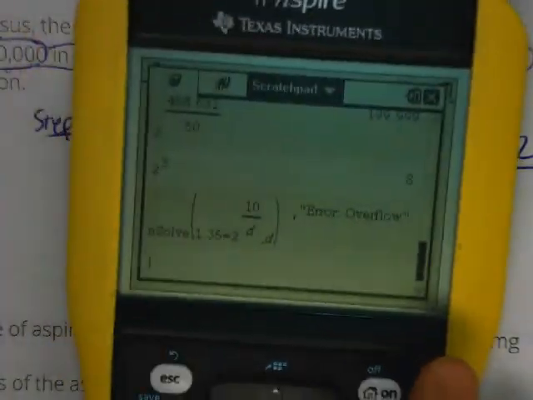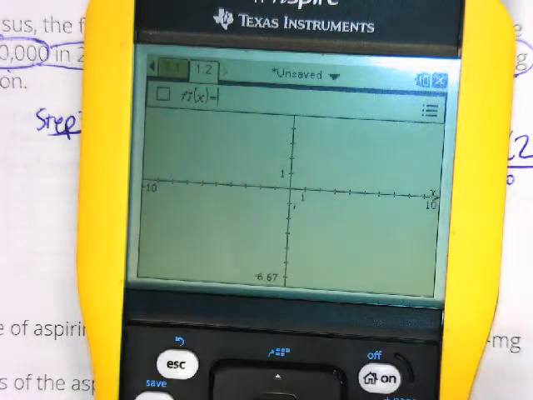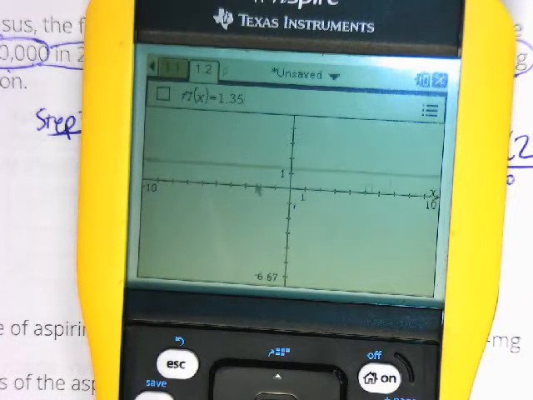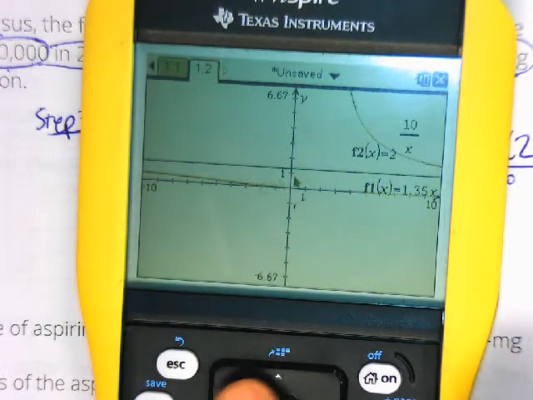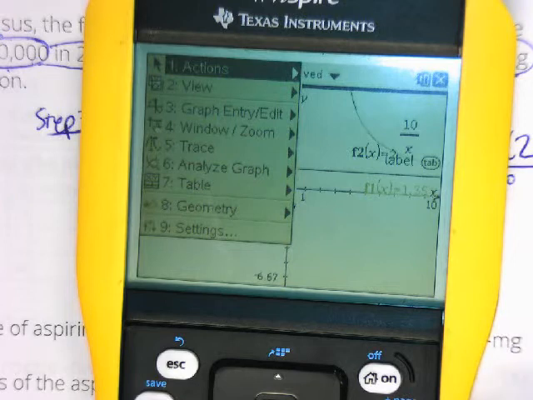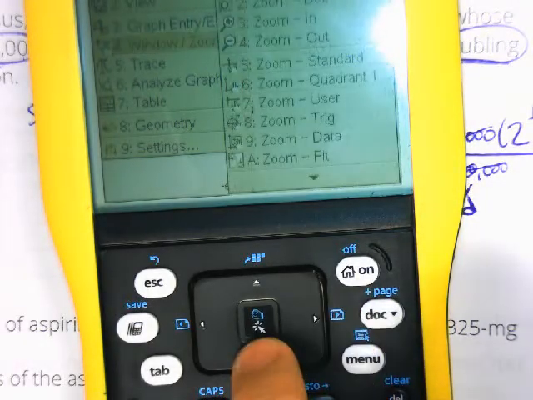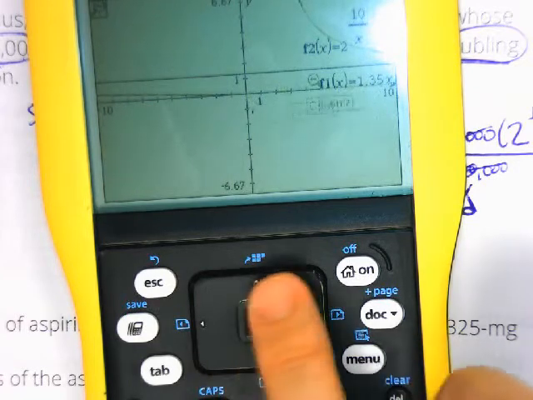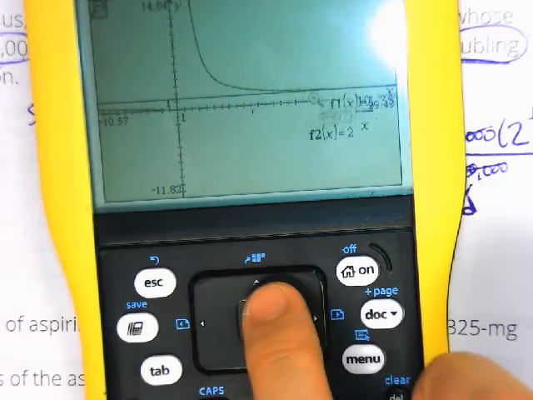Okay, so let me go to my graphing option. My f1 of x is 1.35. It's a straight line. And you push tab to get to your f2 of x. So 2 raised to the power of 10 divided by x. Make sure you have your x there. And you can only find the intersection if the intersection point is in the window. So you may have to zoom out. To do that, you push menu, and then you scroll down to zoom. I'm going to zoom out until the intersection point is in my window. And I think it looks like it's somewhere over here.